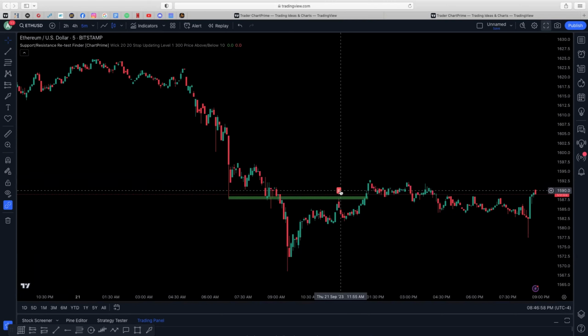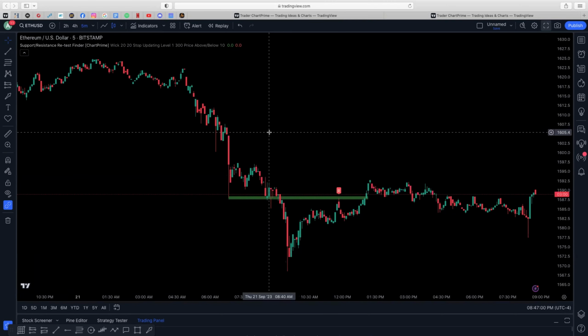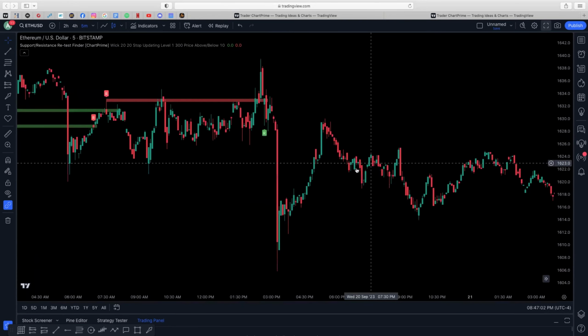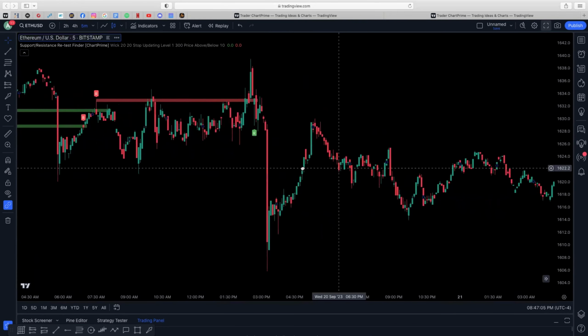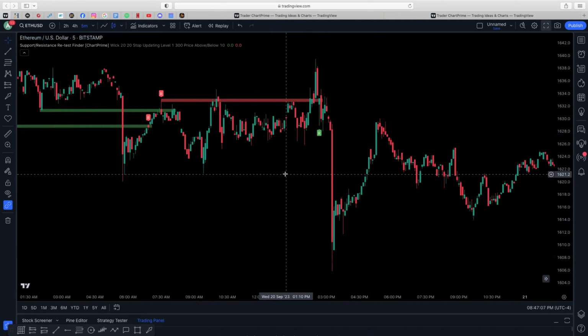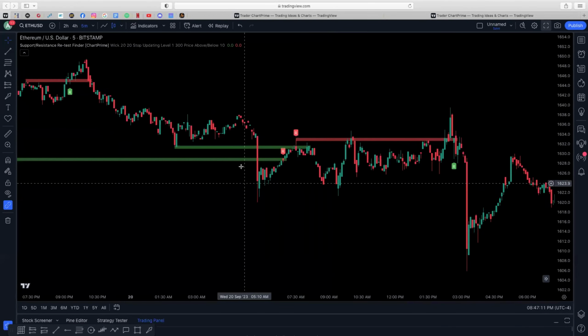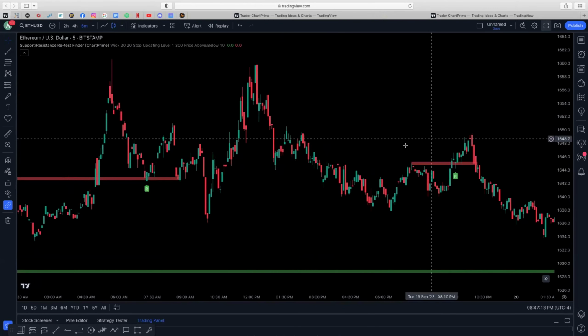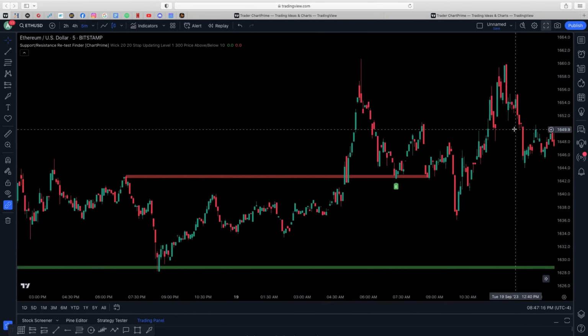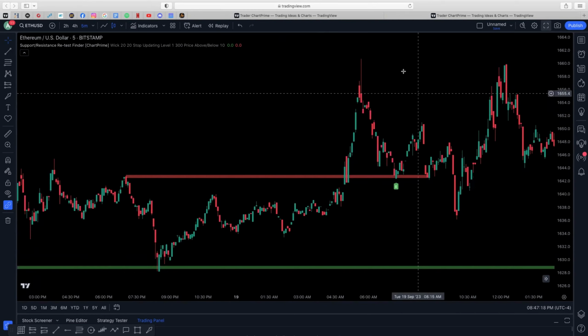This R here stands for resistance, and the S stands for support. So we have our trade here. Oh, it doesn't even show S, it's RR. So when a green R appears, it's a buy. When the red R appears, it's a sell. Let me show you how to utilize this indicator the most effective way.